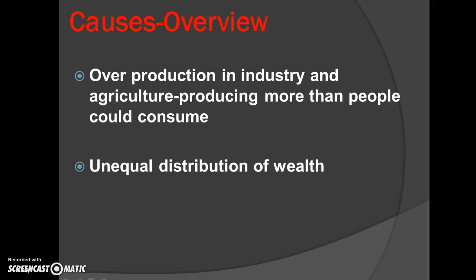Another major cause was an unequal distribution of wealth. The majority of Americans didn't hold the wealth. Only a small percentage of Americans held most of the wealth in the United States. That means there was really no real spending, only the top few. So people didn't have a realistic idea of how the economy was taking a turn for the worse.